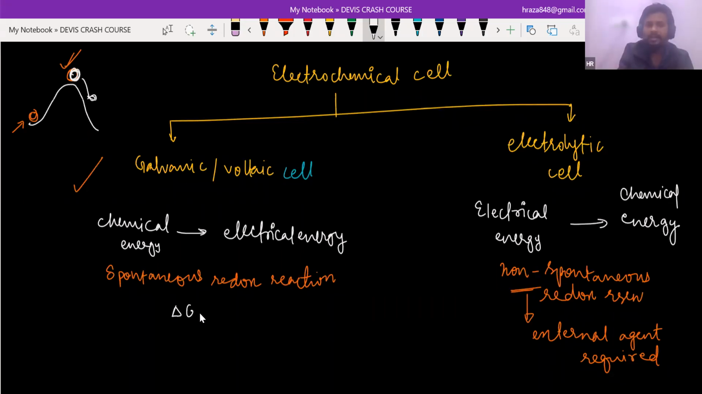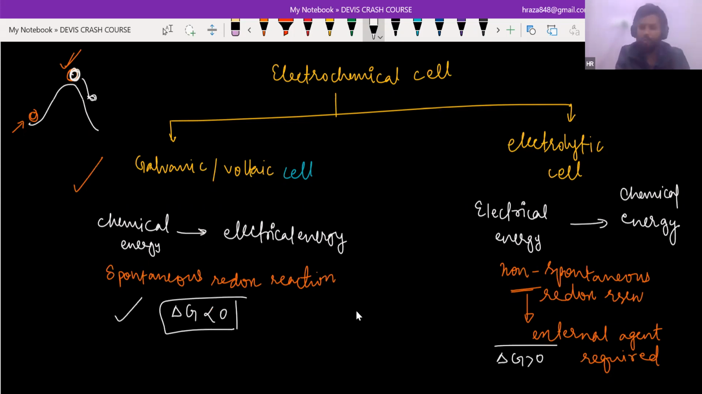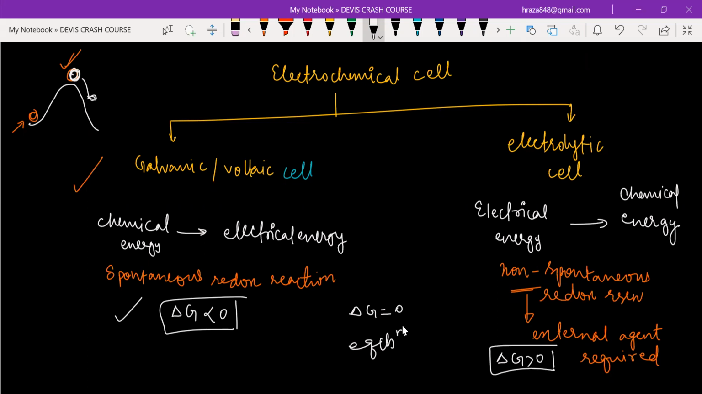And we can easily predict whether it is spontaneous or non-spontaneous if you know the value of delta G. If delta G is less than zero, that means spontaneous. And if delta G is greater than zero, that means positive, it is non-spontaneous. And if delta G equals zero, that means it is at equilibrium. So this is very easy, I think.